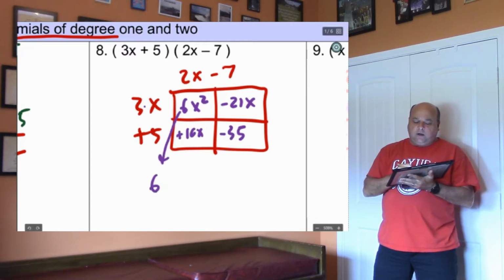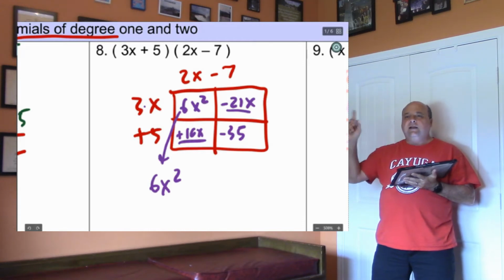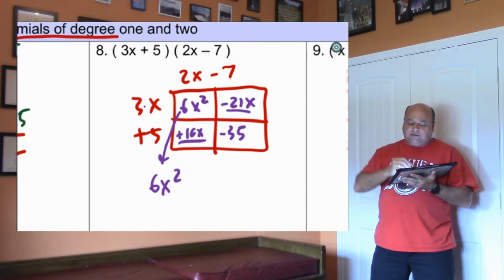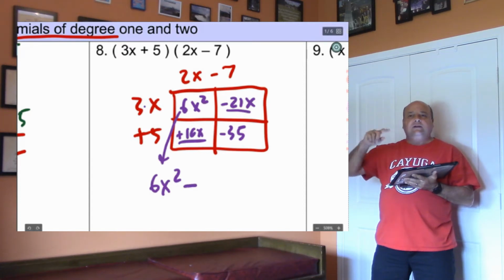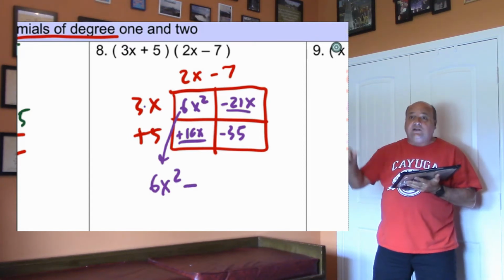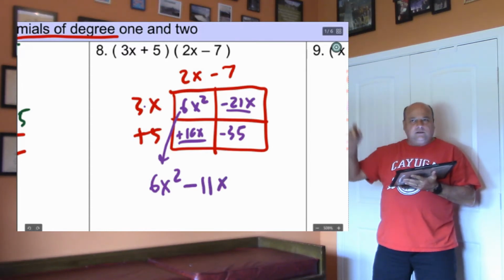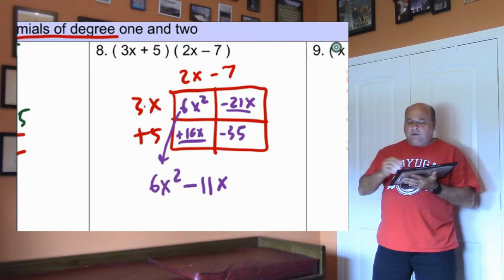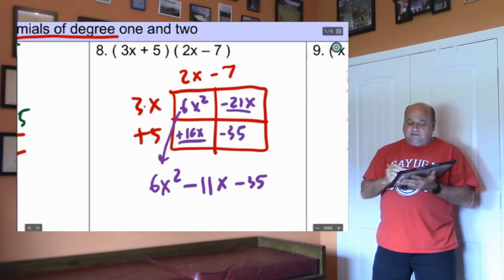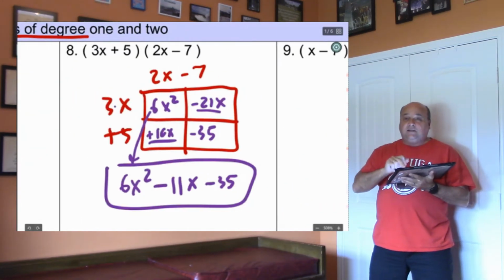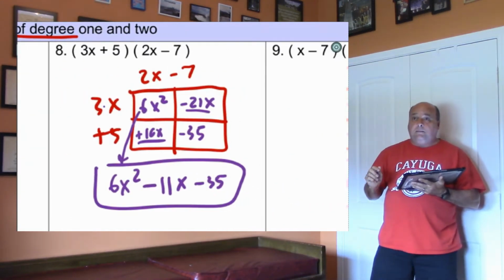The 6x squared drops. And then I've got to group these two. So the negative 21 is larger than the 10. I got more 21s than I do 10s. So the negative drops. The 10 and 21 do not have the same sign. 10 away from 21 is 11. And the letter is x. Sign, number, letter. Just sign, number, letter. And then the negative 35 drops. If you're having trouble doing this, the box system organizes it a little bit better, okay?